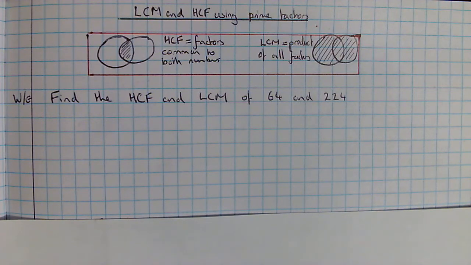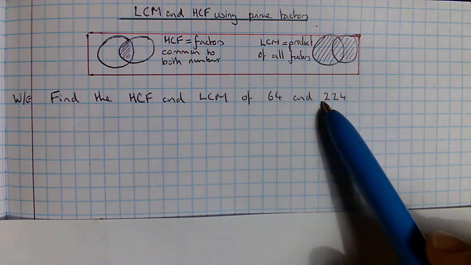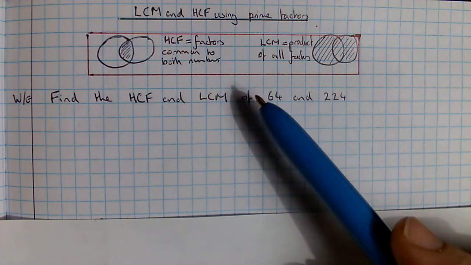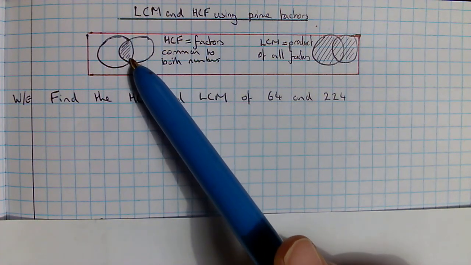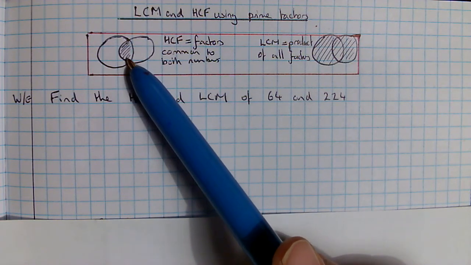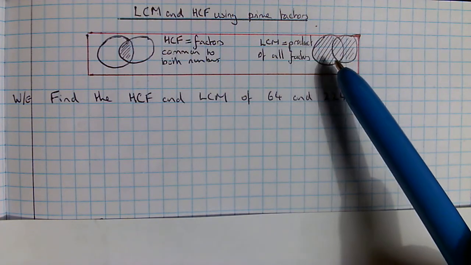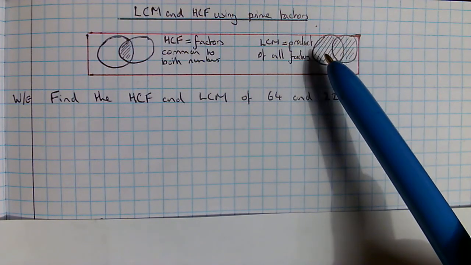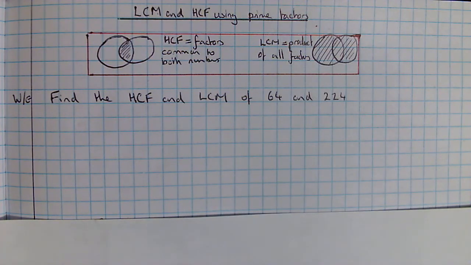So what we're going to do is decompose each of these numbers into a product of prime factors, and we're going to put those factors into a Venn diagram. Those which are in the intersection, which are factors of both of the numbers, are going to give me my highest common factor, and those which are in the union, which is the entire area of the two sets, will give me my lowest common multiple. So let's have a look at how we do this.